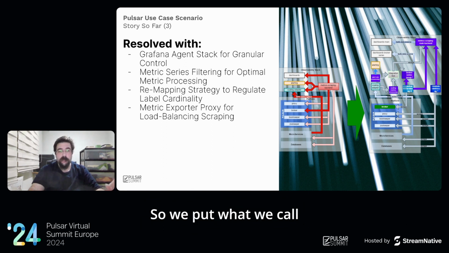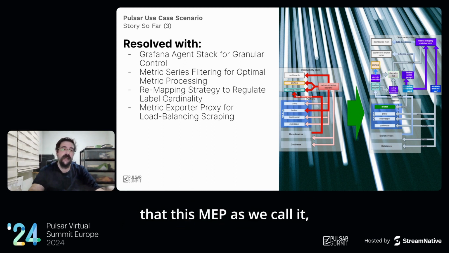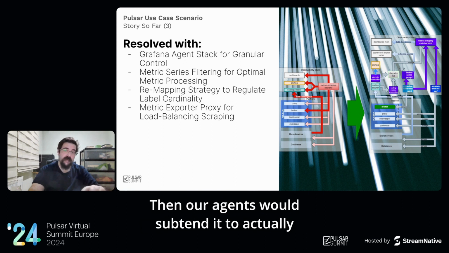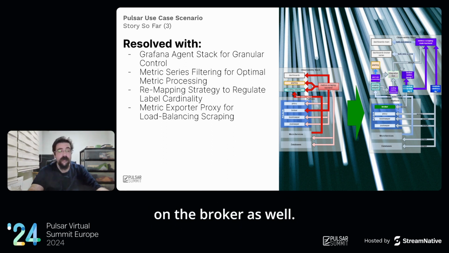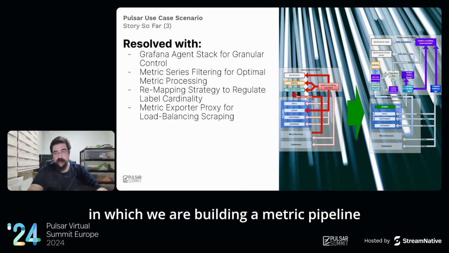So we put what we call a metric exporter proxy and its operator in front of our brokers to spin them up, so that this MEP, as we call it, would get the initial payload from the broker. Then our agents would subtend to it to actually bring that, which ends up reducing the load on the broker as well.